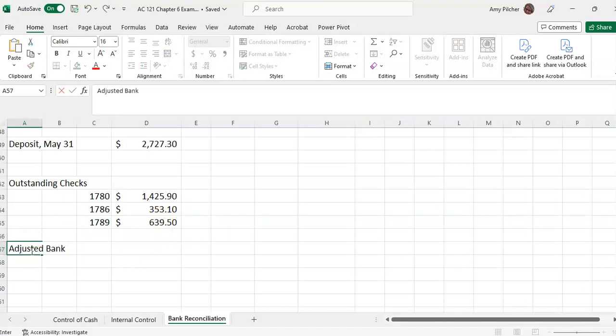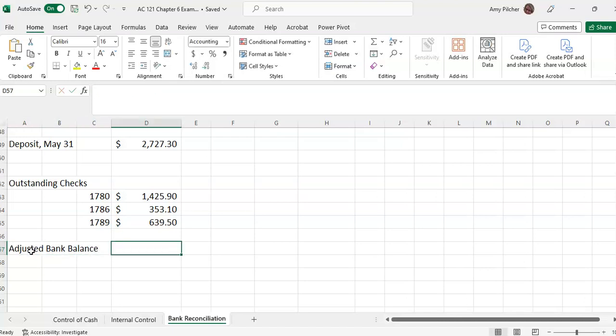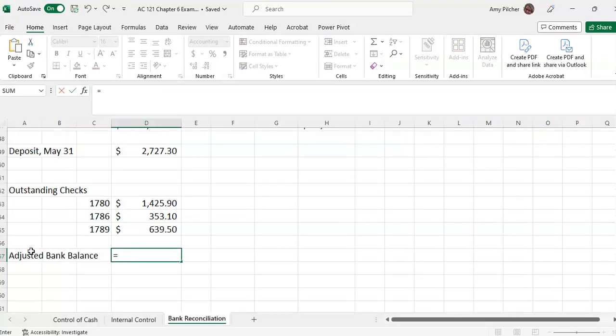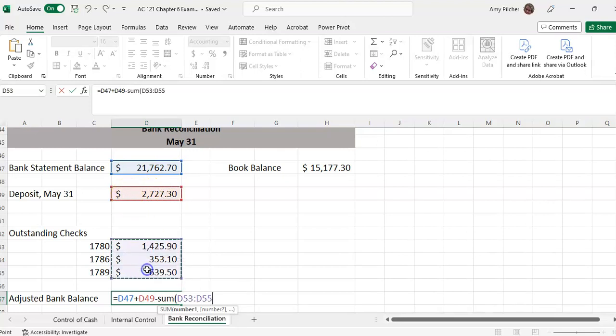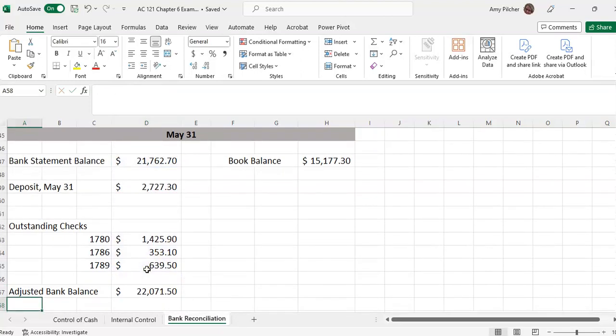When we add deposits and subtract outstanding checks, then we get our adjusted bank balance. We're going to take our current bank balance, add the deposits, and then subtract all of these outstanding checks added together. And we get an adjusted bank balance of $22,071.50.